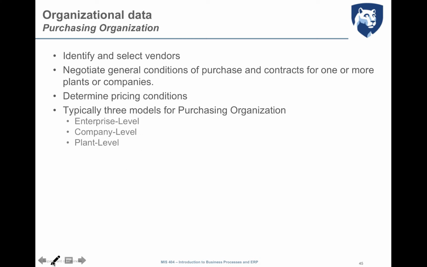Of course, as we already saw in the past, there are different types of purchasing organization that can be defined, and in particular, for our case, we distinguish between the enterprise level model, the company level model, and the plant level model, and we are going to see what they mean in detail. These models range from highly centralized to highly decentralized, in accordance with what we saw in the previous class.